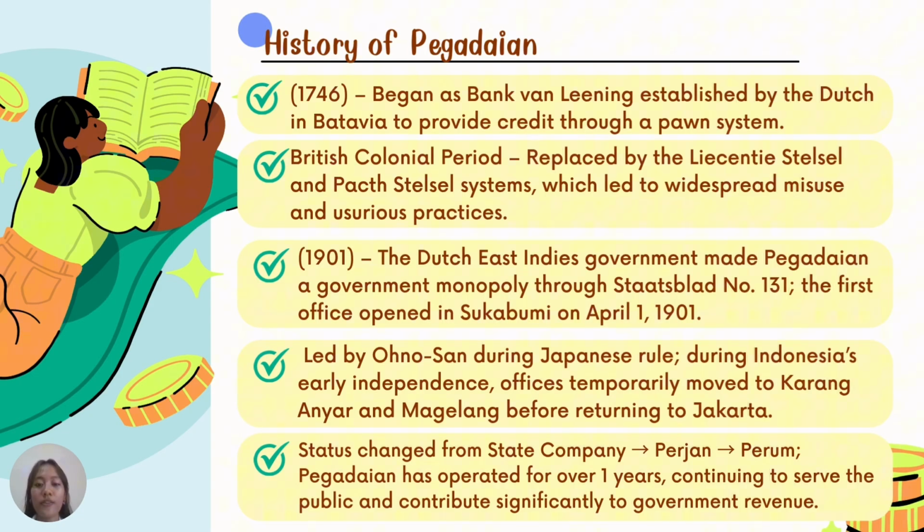Pegadaian's status changed several times, from a state company in 1961 to Perjan or Perusahaan Jawatan in 1969, and to public corporation or Perum in 1990, updated in the 2000s. Up to now, Pegadaian has been operating for over 100 years, continues to fulfill its public service obligation, and contributes significantly in taxes and profits for the government, even while the majority of other financial institutions are experiencing difficulties.